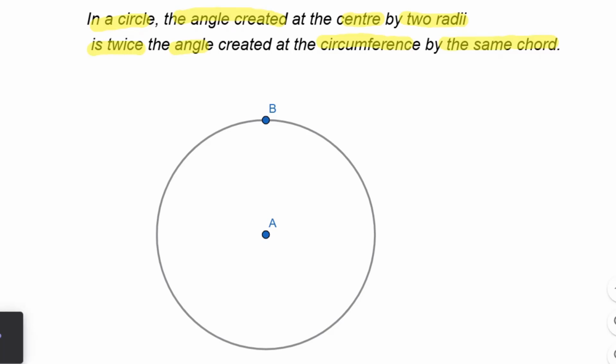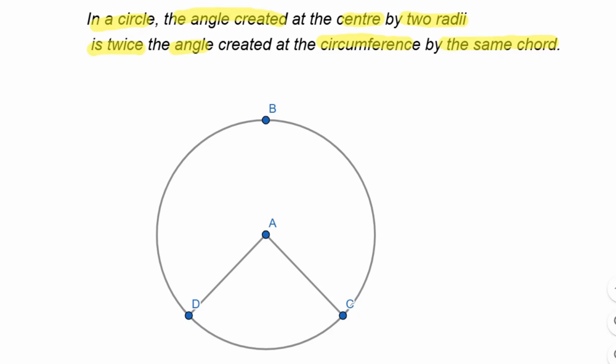So let's draw a line that is the radius to the circumference, and then another line from the center to another point. We have two radii. An angle has been formed, that is angle DAC.